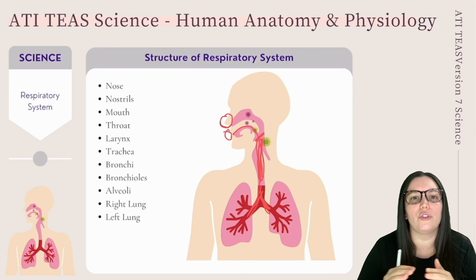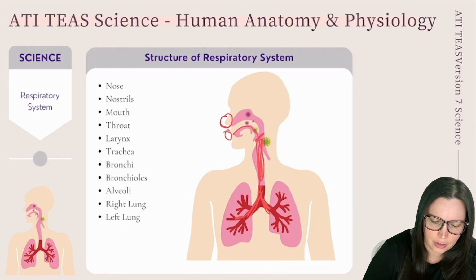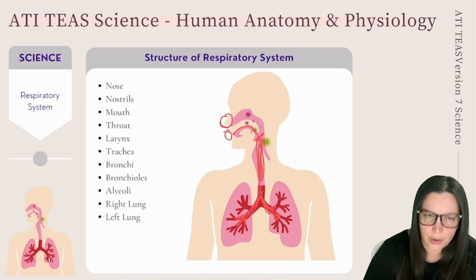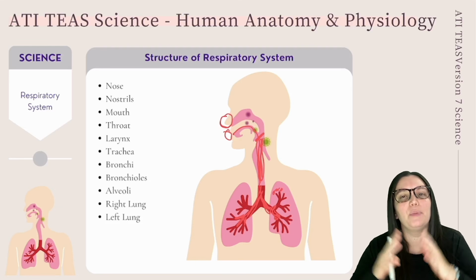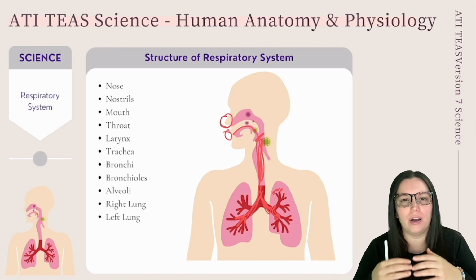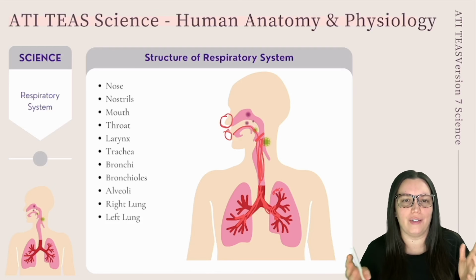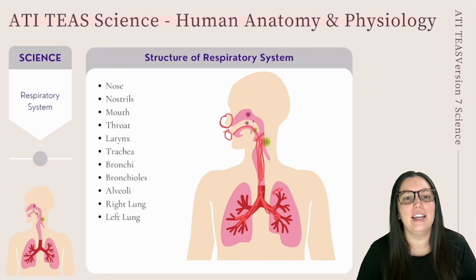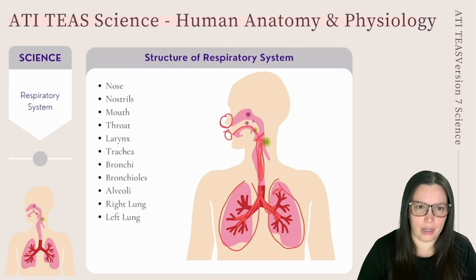Your bronchioles are the smaller tubes that branch off from the bronchi and lead to your alveoli, right? So you got a little tube here, a little tube there, a little tube here, so on and so forth. And then next you have your alveoli, which are like little sacs that are located at the end of those bronchioles. And that's primarily where that gas exchange takes place. If you see them on any kind of depiction, they look kind of like little grape clusters. That's what your alveoli are. And then lastly, you have your lungs. You have your right lung and you have your left lung.